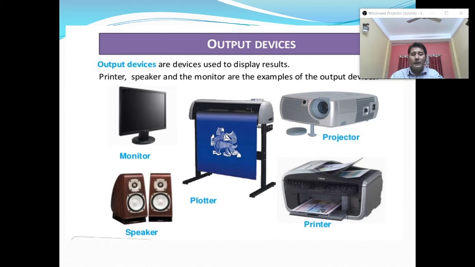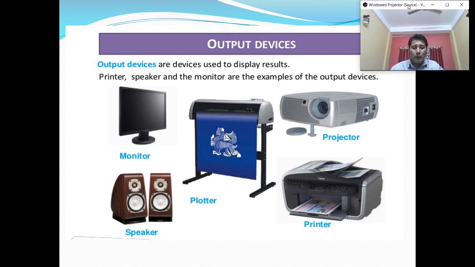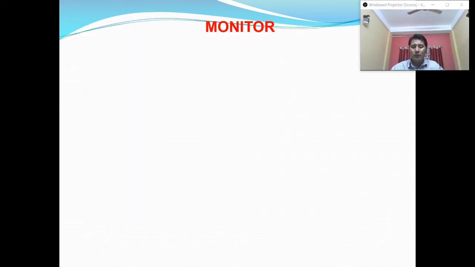As I have already said, output devices are devices used to display results. These are some of the output devices that we are going to discuss today: printer, speaker, monitor, projectors and plotter. Now first let us start with monitor.